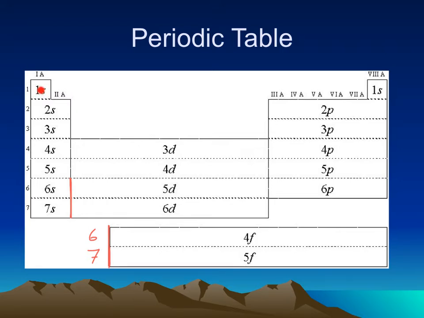So 1s, then 2s, 2p, then 3s, then 3p, then 4s, then 3d, then 4p, then 5s, 4d, 5p, 6s, 4f, 5d, 6p. Yes, it can be a little bit confusing because of the difference in the numbers lining up, but as you can see on the periodic table, you can follow it quite smoothly to figure out where those electrons go. And then there's a trick when we're doing something without this that I'll show you in the next video.